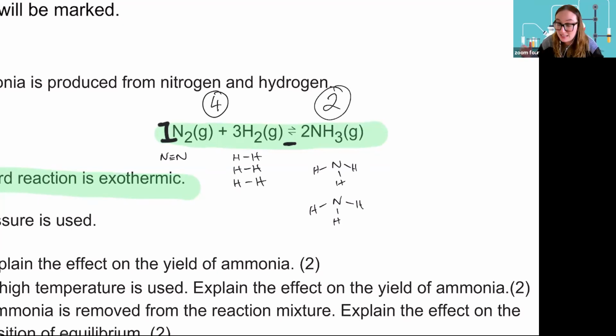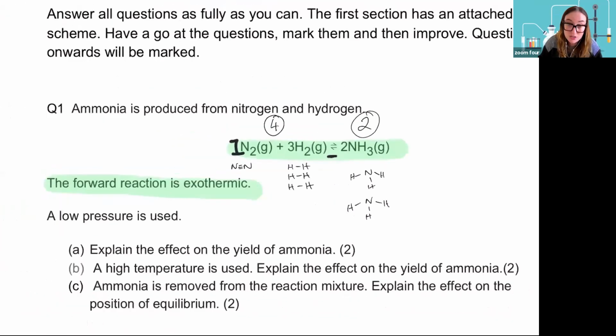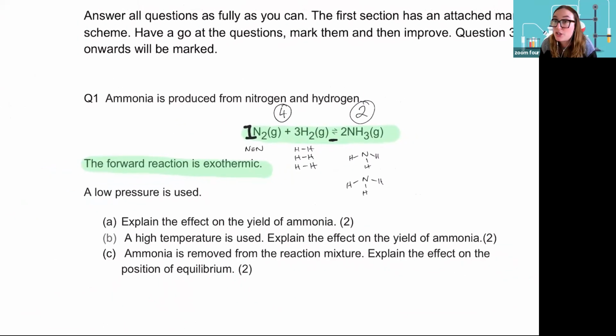That's going to help me later on. The next thing I'm going to do is look at this second part of the information they've given me in the question. The forward reaction is exothermic. So if the forward reaction is exothermic, and we can write that on here, then what must be the backward reaction? Answers in the Q&A, guys.